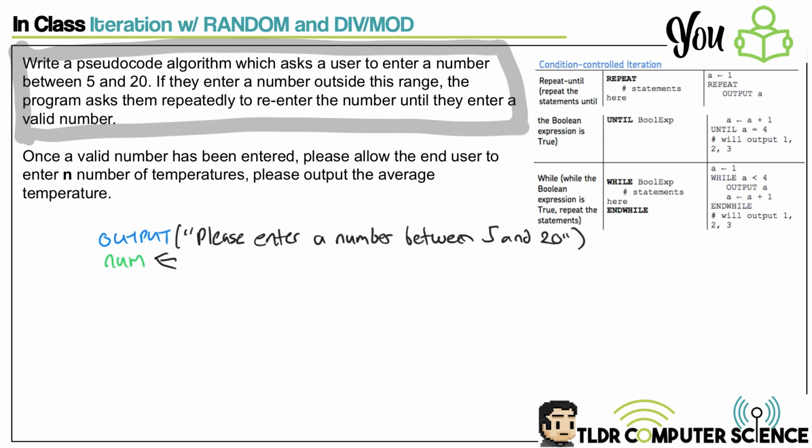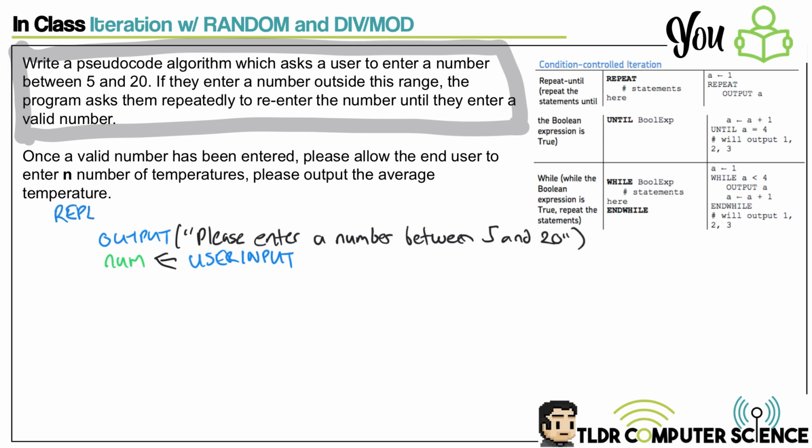Arrow. Number will be absolutely fine. Num. Arrow pointing towards it. User input. How many times do we want to ask this question? Indefinitely. Indefinite until they actually ask between 5 and 20. So maybe I'll use a repeat. So a repeat up here.